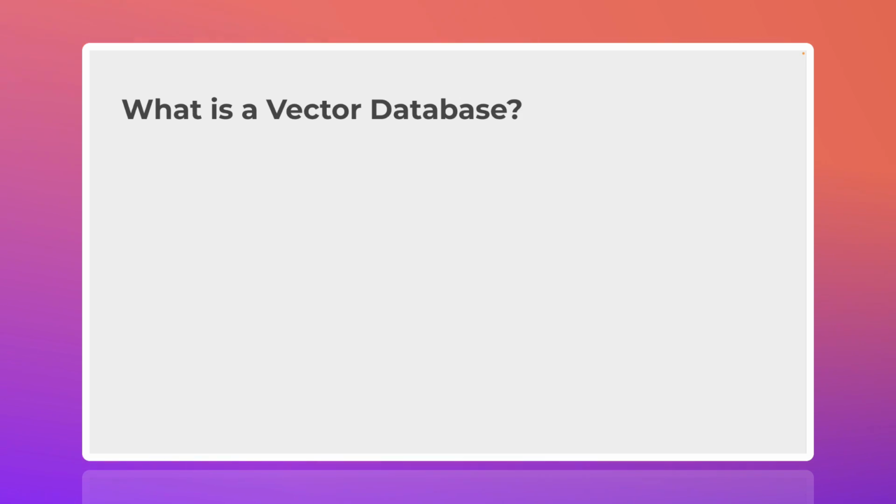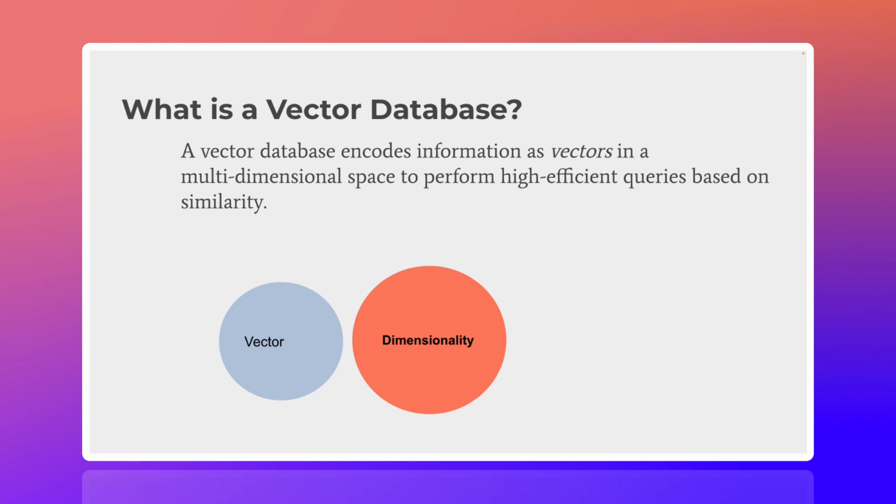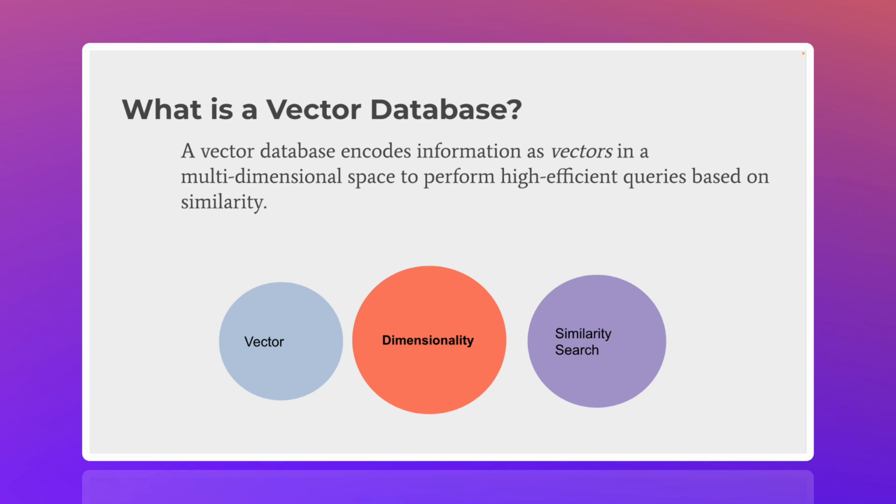So what is a vector database? Here is a full definition of a vector database. A vector database encodes information as vectors in a multi-dimensional space to perform highly efficient queries based on similarity. Okay, no worries. We're going to dissect that as we go. Main keywords. So we have vector. The next keyword is dimensionality. And then we have similarity search. So these three main keywords are part of the definition of what a vector database is.